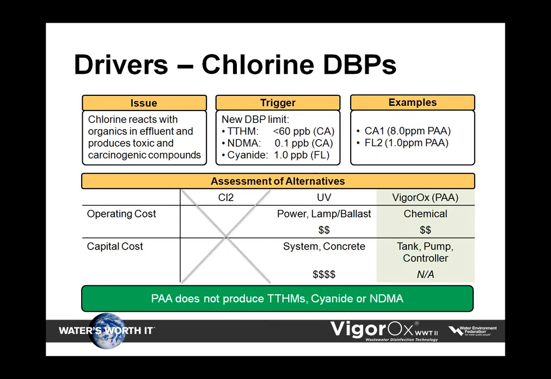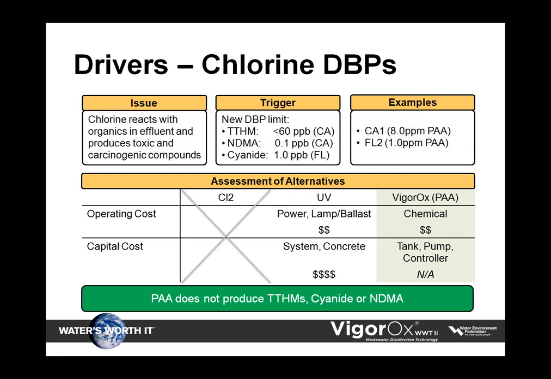Now, some states have established maximum limits for disinfection byproducts in effluents discharging to public waters. For example, in California, many plants have limits on THMs as low as 60 parts per billion. Some plants in Florida have a cyanide limit of 1 part per billion. We know that both THMs and cyanides are formed when chlorine reacts with organics in the water during the disinfection process. So in these cases, the only viable option was to replace chlorination with some other means of disinfection.